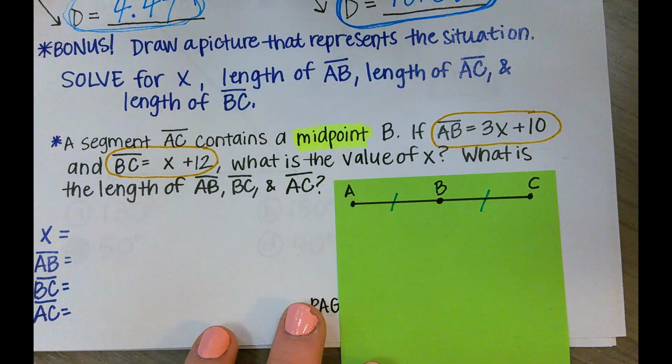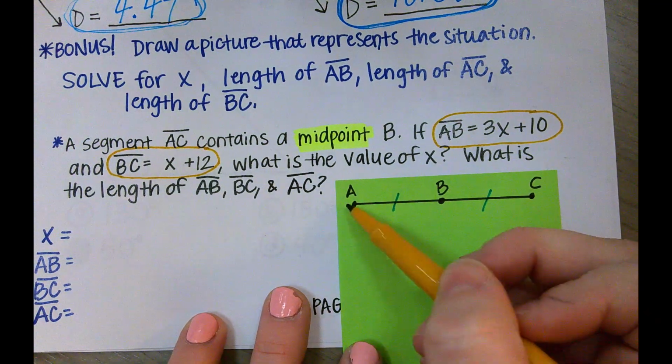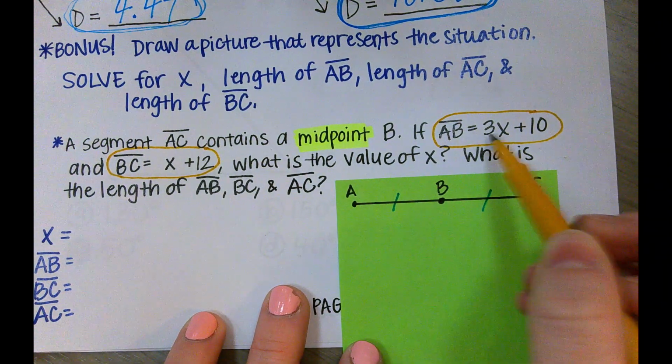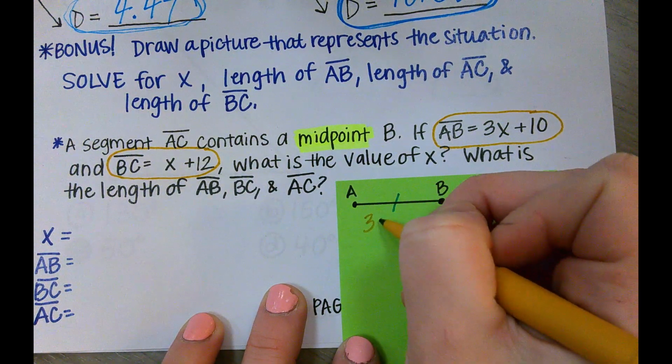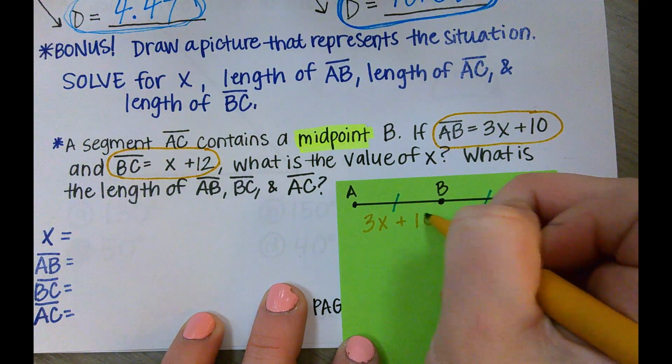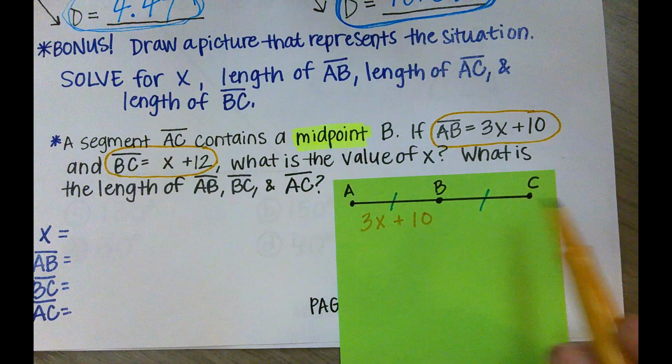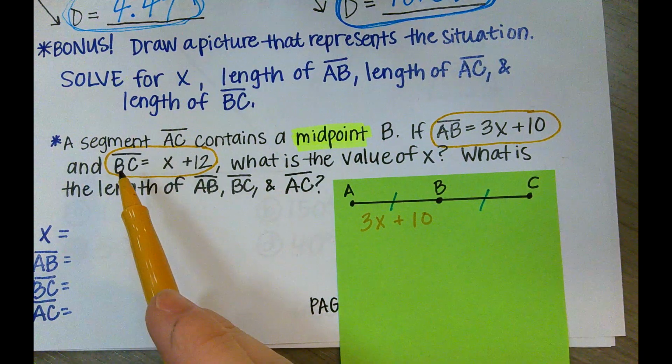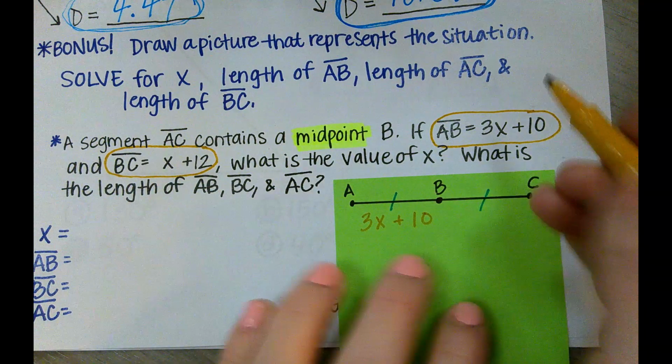Between A and B, so the 3x plus 10. Yes, between A and B, that's 3x plus 10. I'm just going to start by labeling that. 3x plus 10. B and C is x plus 12. Yes. On the other side, x plus 12.